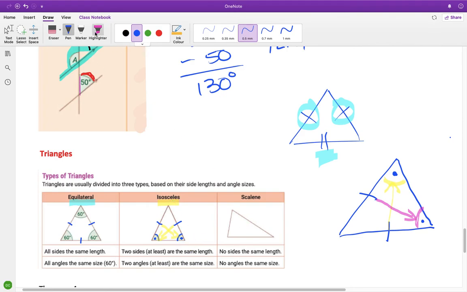And then the last one is a scalene triangle, and a scalene triangle has no equal sides and no equal angles. So you can see no symbols whatsoever, no lines, no dots, nothing is the same in a scalene triangle. Is that all right? So just take down your notes on those triangles. Equilateral, same sides, same angles. Isosceles, two of the same sides, two of the same angles. And scalene, none the same sides or angles.